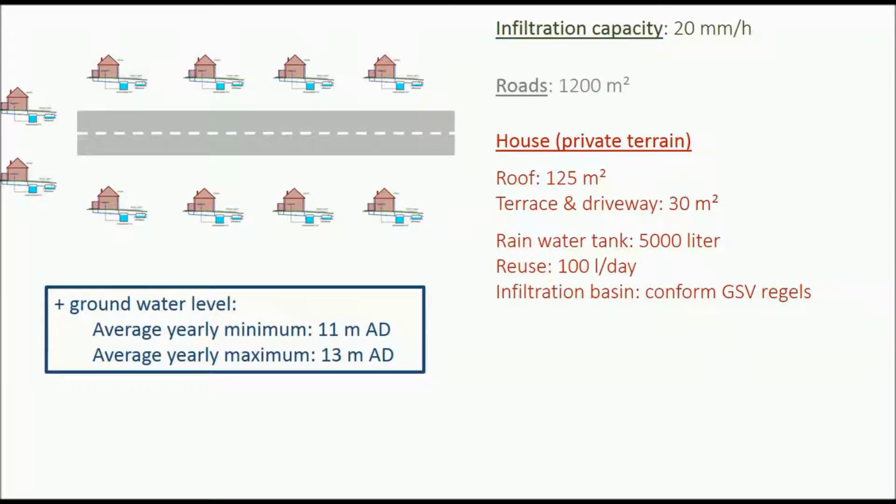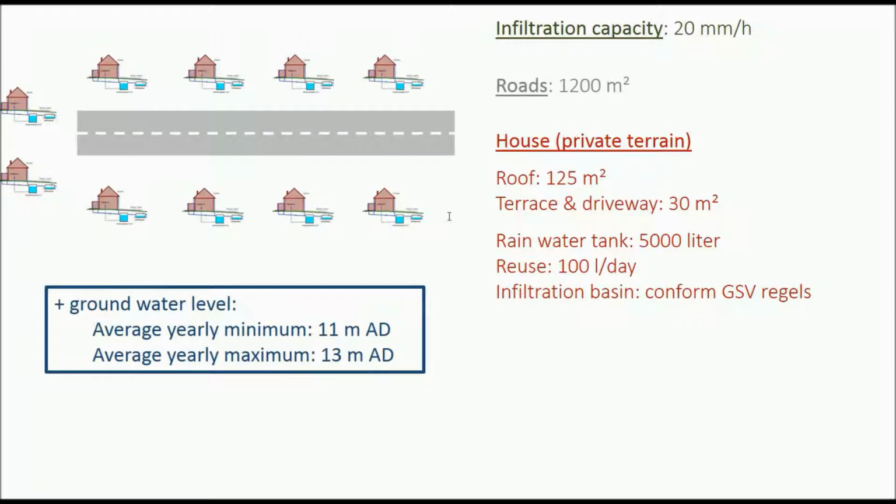So in this example we'll continue with the previous project, the allotment, but we're going to add some groundwater in this case. And we know that the average yearly minimum is at 11 meters above datum of the groundwater, and the groundwater reaches an average yearly maximum of about 13 meters above datum. And now we will see what the impact is on the infiltration conduit of the previous exercise.